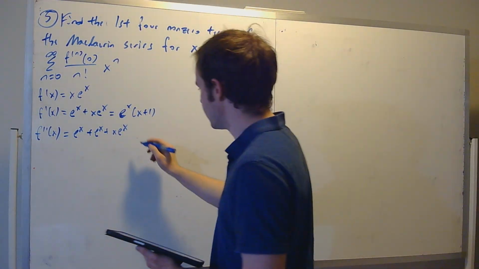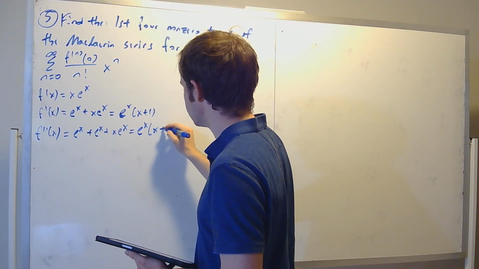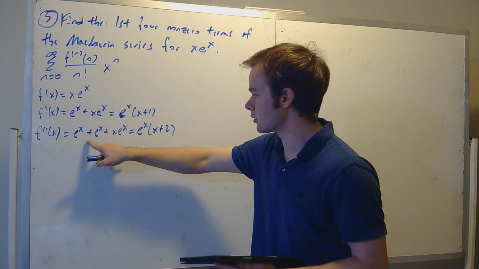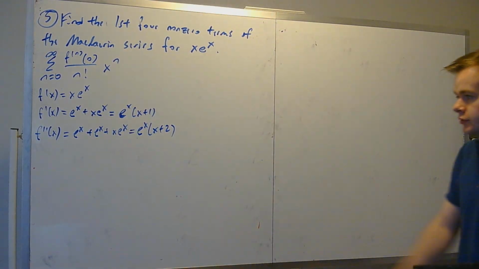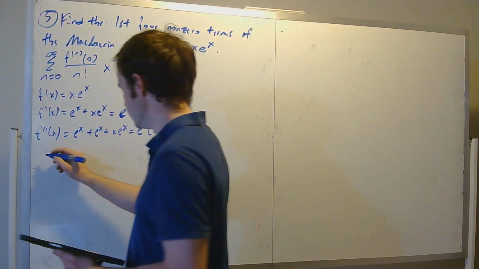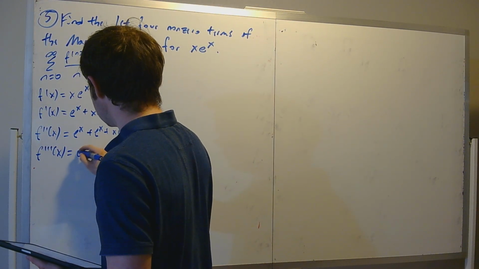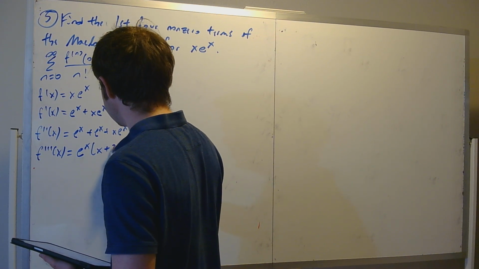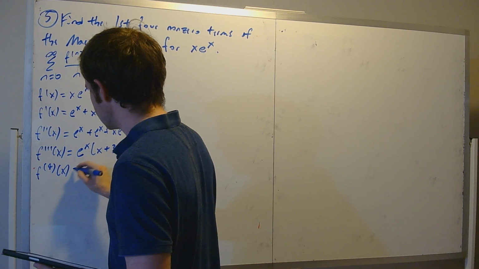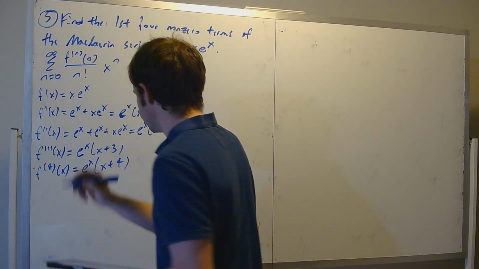And now we can rewrite this actually as e to the x times x plus 2, right? Because this is 2 times e to the x. And now if we factor out e to the x, that's what we get. And we can just keep going. The third derivative is going to be e to the x times x plus 3. And the fourth derivative is going to be e to the x times x plus 4.